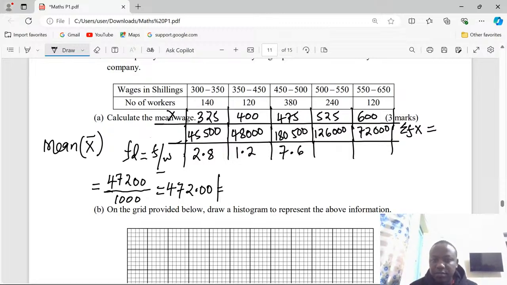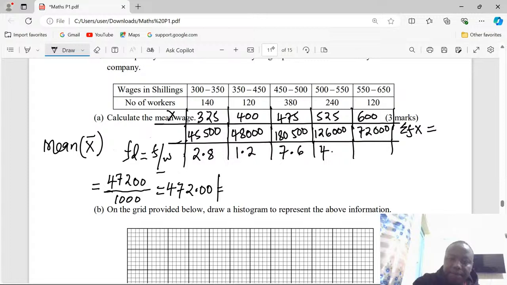Then we take 240 and divide by a class width of 50. That is giving 4.8. 120 divided by a class width equal to 100, from 550 to 650, giving us 1.2. So we have the frequency densities now. We are finishing with this one, so stay around.